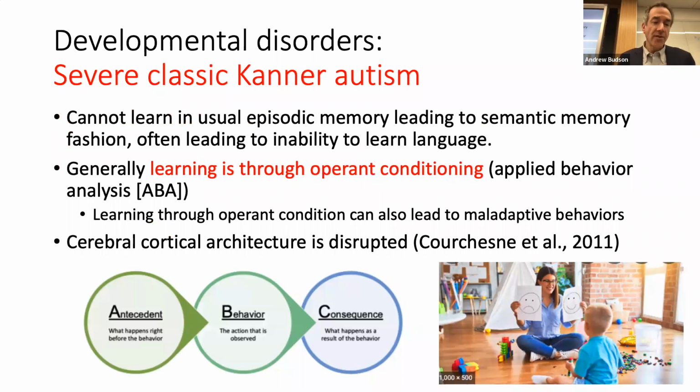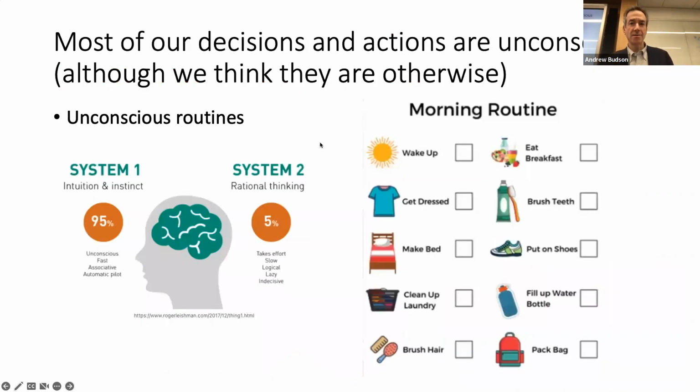And in fact, part of this theory came about in my thinking about my own son, who is now 22 years old, but has severe classic Kanner autism. And he and other children like him learn through operant conditioning. They don't learn in the typical way, where episodic memory leads to semantic memory, leads to language. They learn in a different way. I think it's a disruption of consciousness.